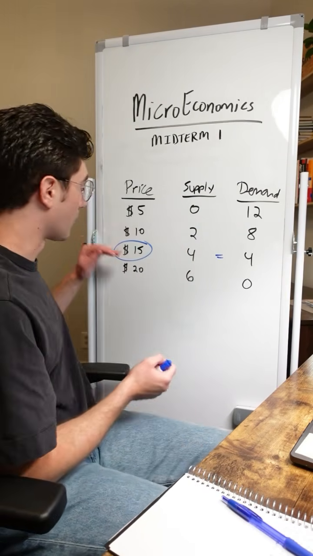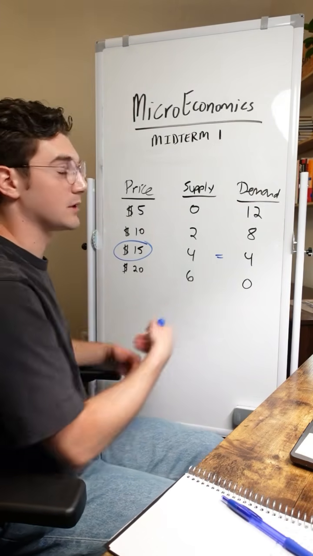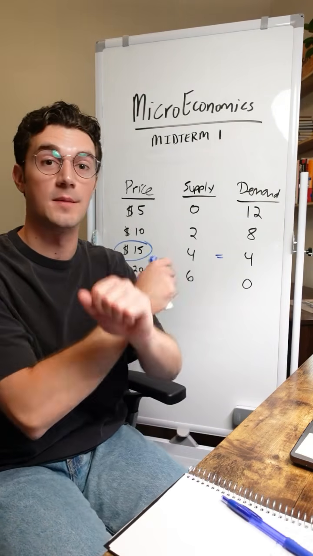Just look for the row or price where the quantity supplied equals the quantity demanded. This row right here is essentially the point where the supply and demand curves intersect.